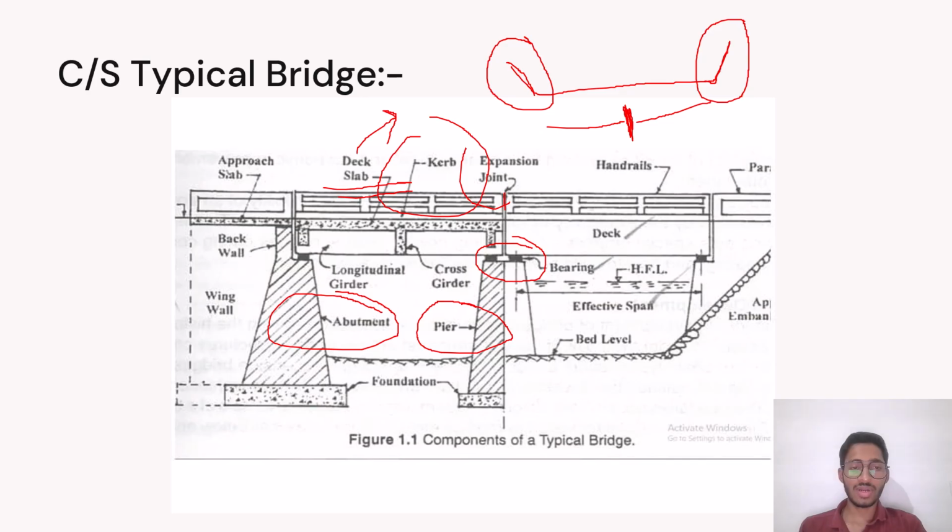Then after that, abutment and pier. The main difference between abutment and pier is that the abutment is the structure which is constructed at the end and at the start of the bridge, and the piers are the intermediate supports. Then back wall is used for backfilling, to support the backfill of the bridge. After that, foundation is a main structure which transfers the load of the bridge to the soil strata.